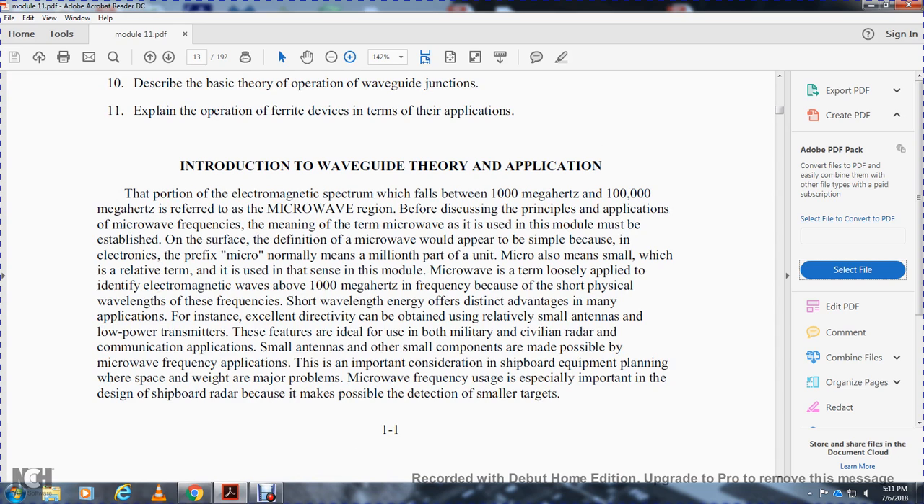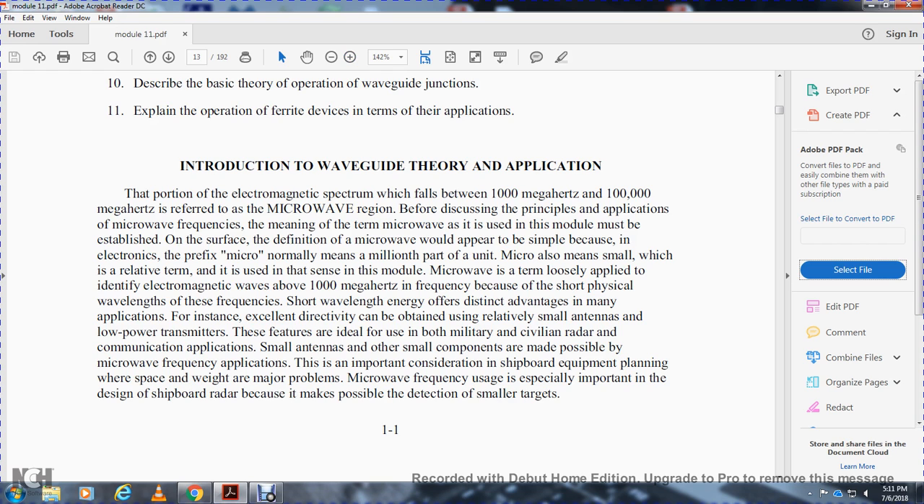The portion of the electromagnetic spectrum which falls between 1,000 MHz and 100,000 MHz is defined as the microwave region. Because we are discussing the principal applications of microwave frequencies, the meaning of the term microwave must be established. The definition of microwave would appear to be simple, because in electronics the prefix micro normally means a millionth part of a unit. Micro also means small, which in relative terms is the sense used in this module.